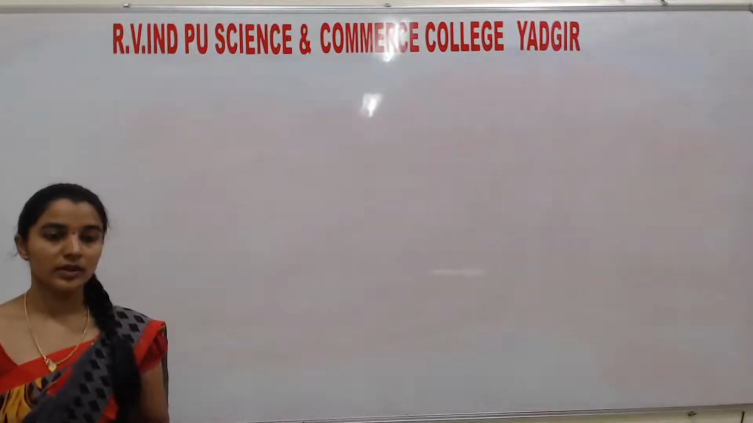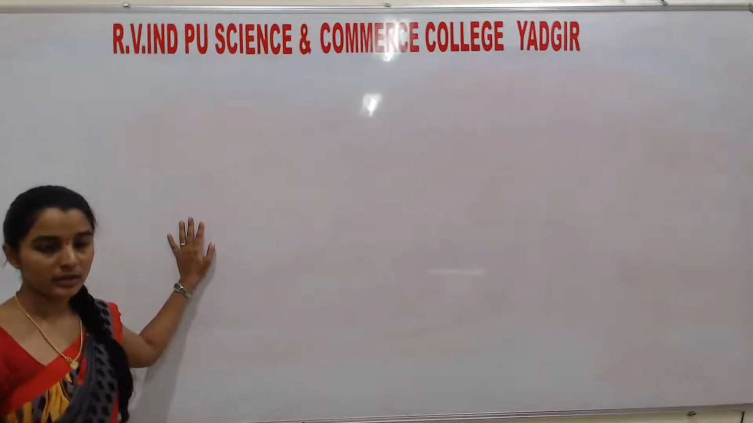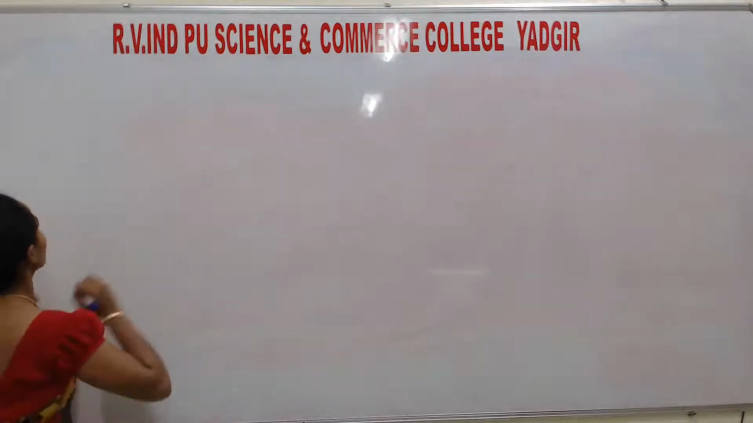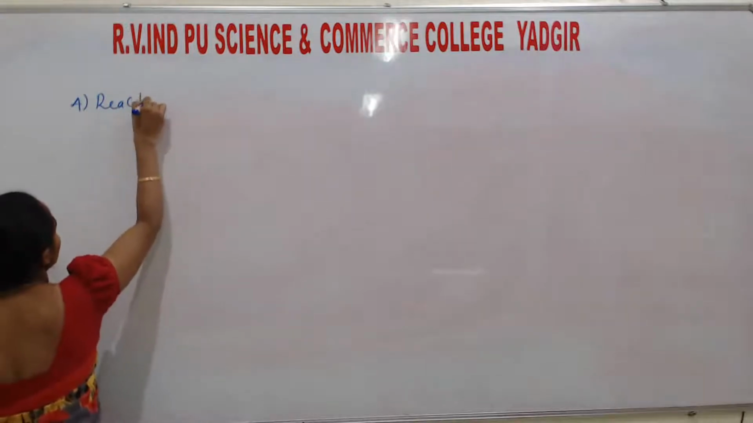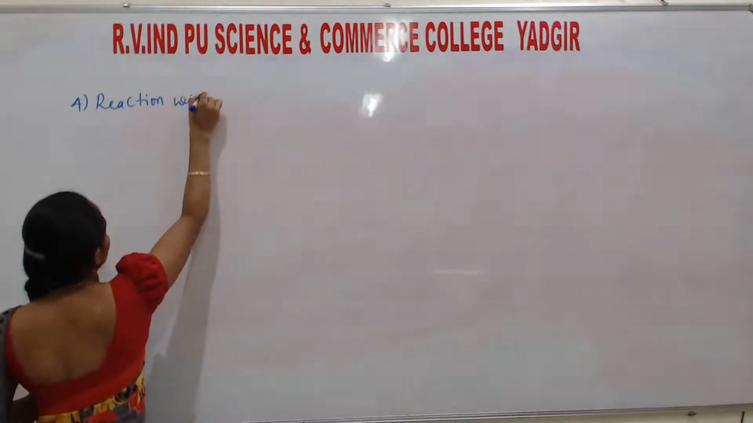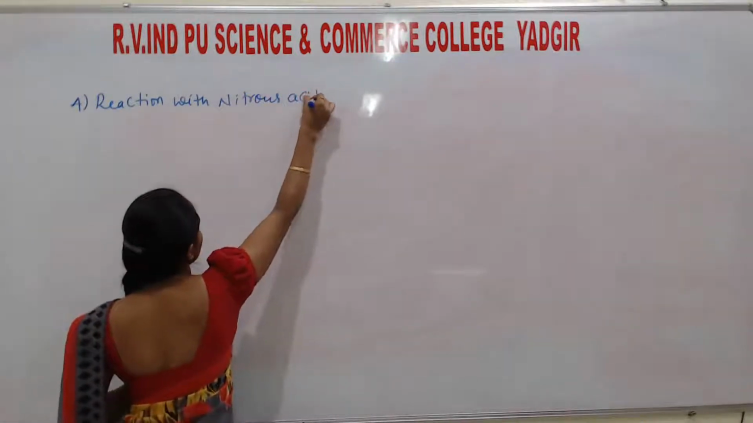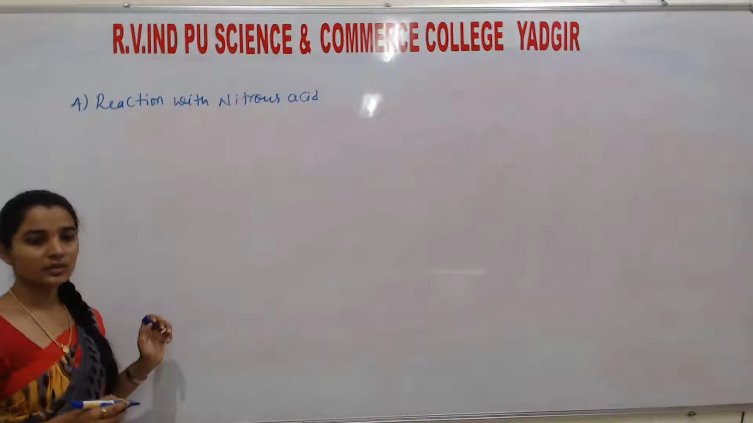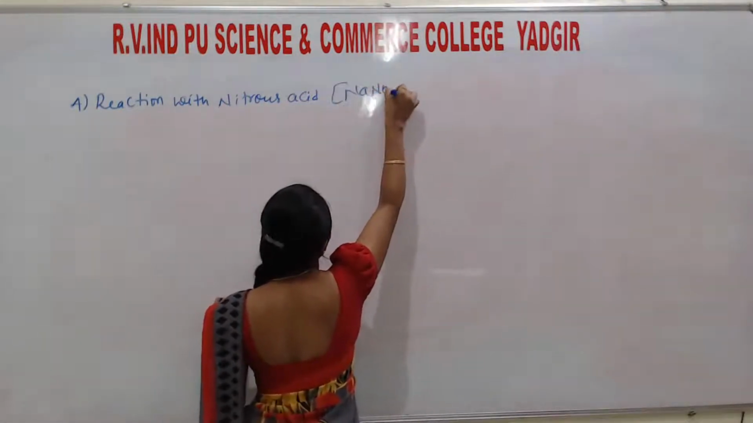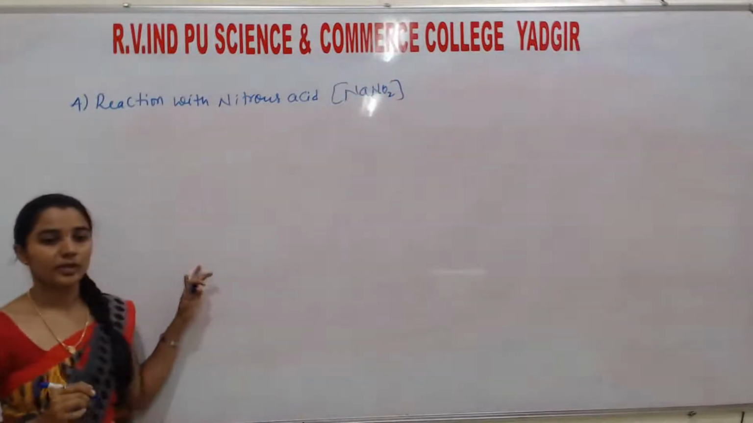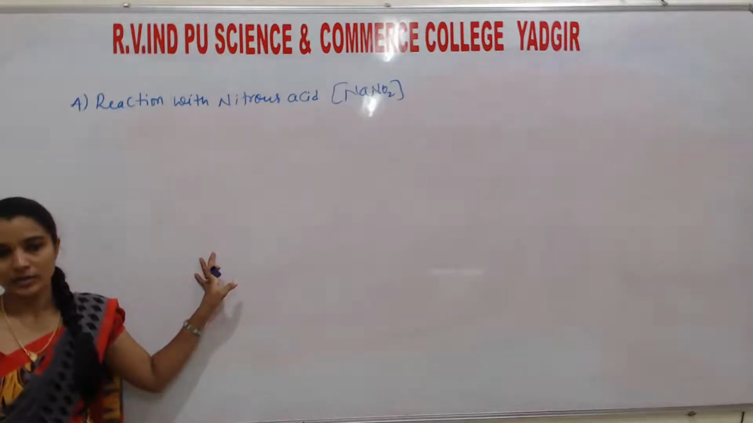Good morning, students. In the last class, we discussed the chemical properties of amines up to the carbylamine reaction. Today, we are going to discuss another chemical property, that is reaction with nitrous acid. An example for this nitrous acid is NaNO2. Okay, students, what happens when amines react with nitrous acid?